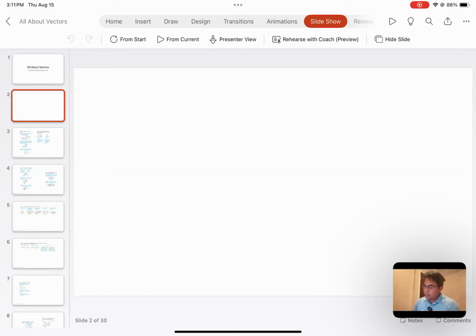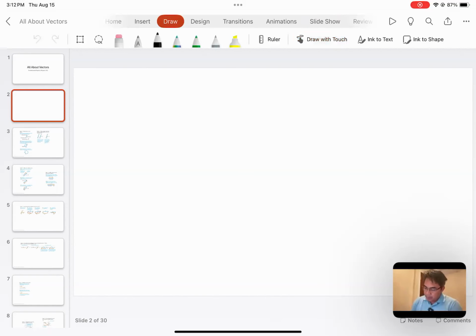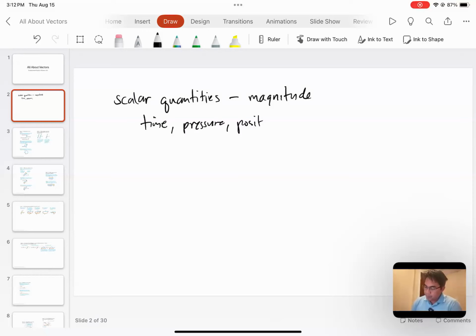Okay, so we can classify quantities in two ways. Pwede natin i-classify ang isang quantity or ang ilang quantity as scalar quantities. In this case, we only describe their magnitude, which means na ang example ng mga quantities na ito ay time, okay, and pressure, okay, position, okay, and so on and so forth.